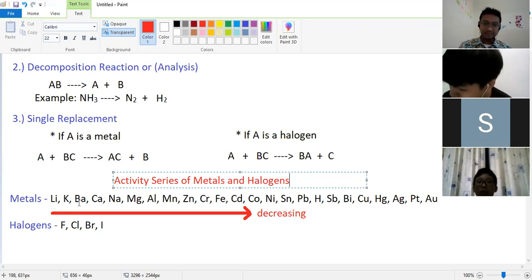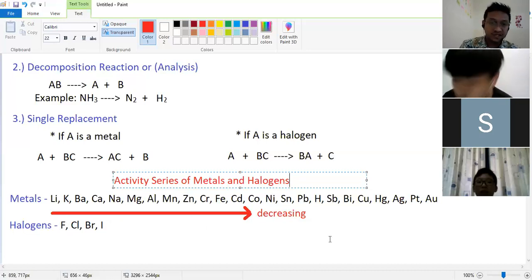All right. So that's for metals. And then for halogens, we have the following. We have fluorine, followed by chlorine, bromine, and iodine. The newer halogens we will not consider yet because their properties are not yet known. So we will just focus on these four as our halogens.